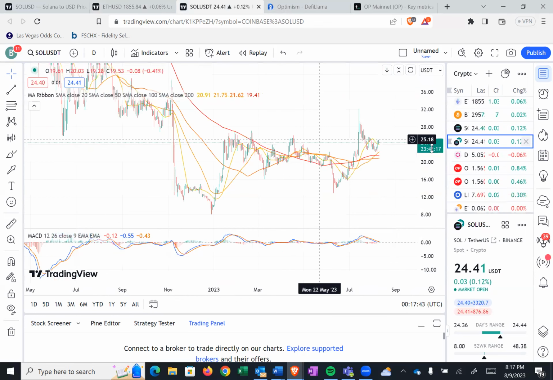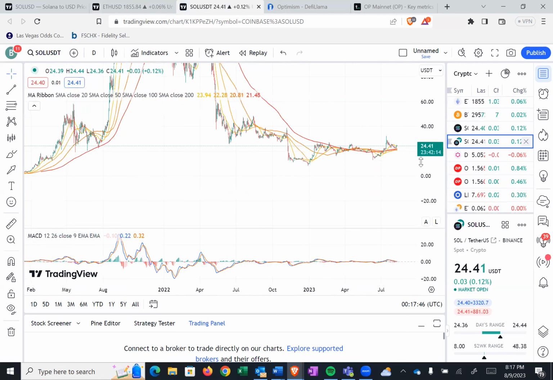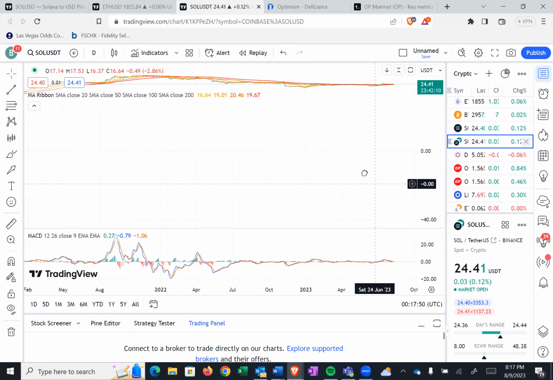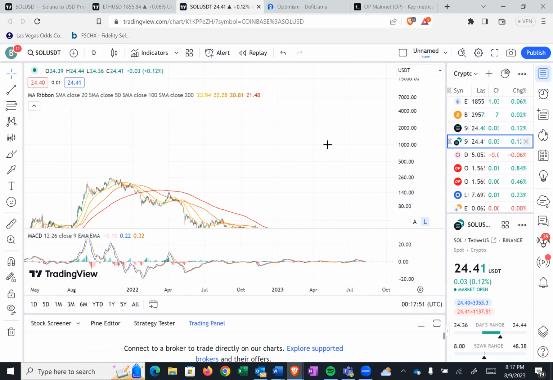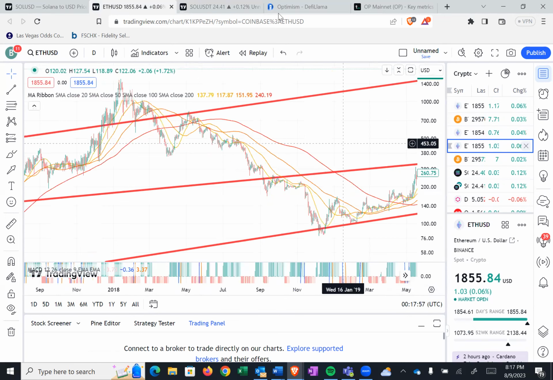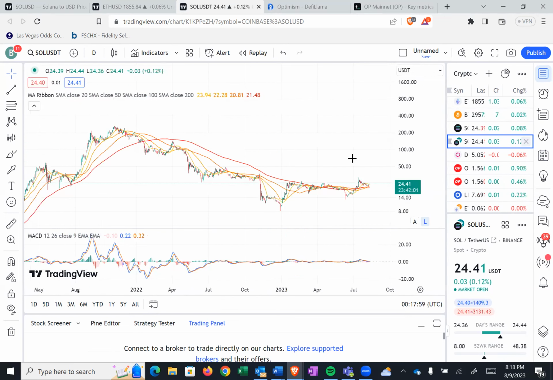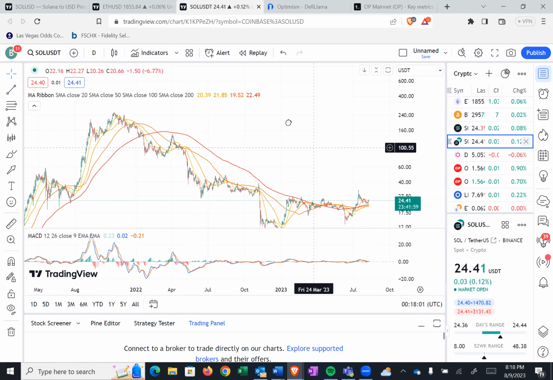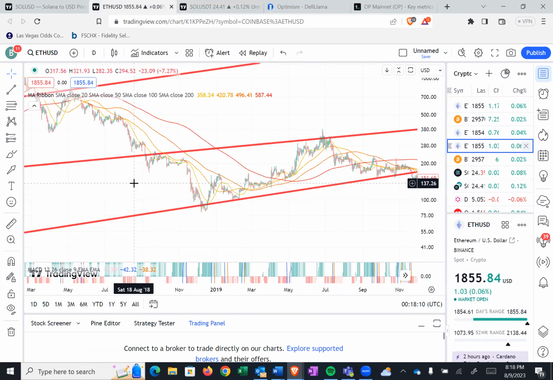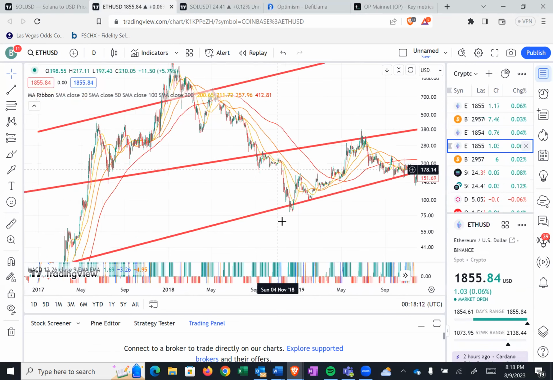Because if we look at Solana, you know what? Let me put the log on, because that's the issue here. I apologize. Let me put the log back on, because this one's in log. Okay, good. So again, we had a major capitulation, bam, and sort of a double bottom. You could call this a double bottom. On ETH, we had this, and then we could say that's the double bottom.